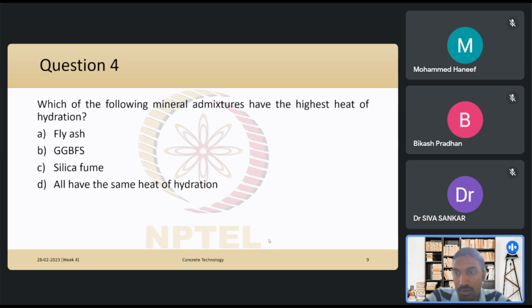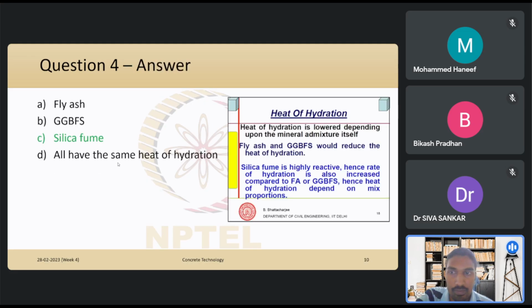Okay, we have two votes for option C, silica fume. Any other answers? The right answer is C, silica fume, right? So it has the highest heat of hydration.